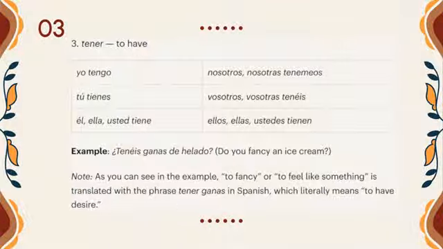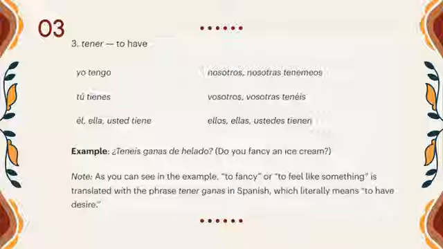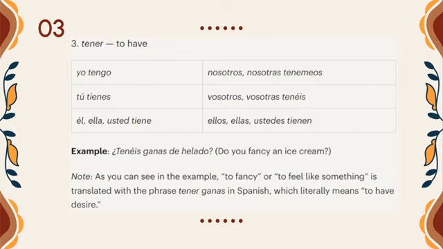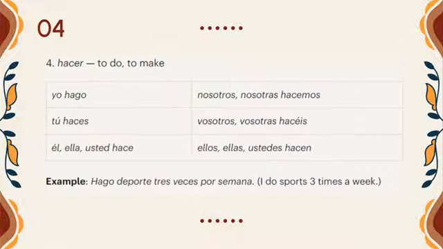Again, same thing with estar and ser. To the English brain, it doesn't make sense because we don't have two different verbs for that. But you have to know that it's to physically have, right? Or in this case, it's to fancy or to feel like something, right? I have a desire for ice cream, right? Is what they're saying here. So it kind of helps think of it literally, even though it more translates to do you fancy it? Do you feel like ice cream? It does literally translate to have desire, right? To physically have desire.